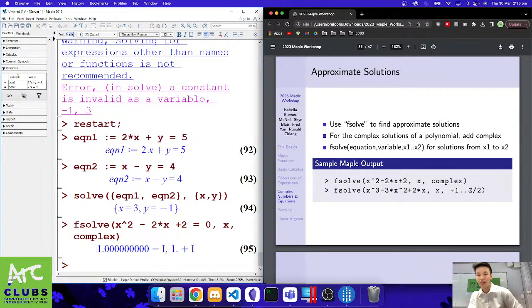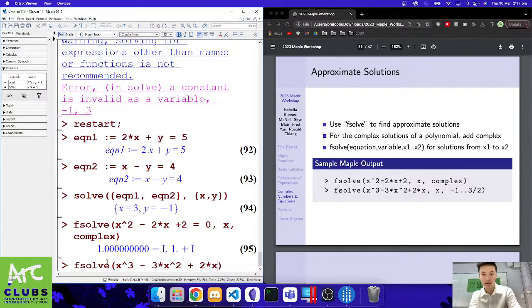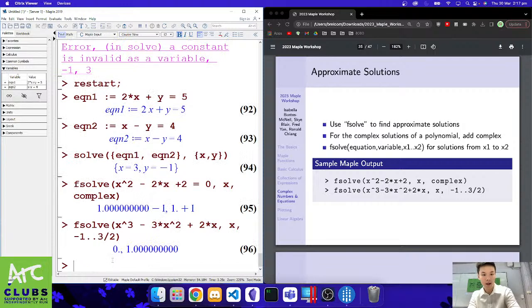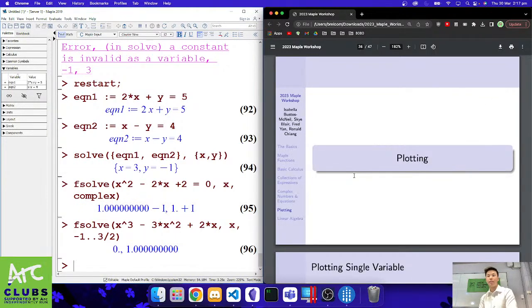And we can also assign it a range of solutions that we want. So say, for example, we want to solve x cubed minus 3x squared plus 2x. We're solving for x, and we want solutions ranging from -1 to 3 on 2. That's just going to generate the solutions in between the range. Yeah, and that concludes the part for complex numbers and just solving equations in general. The next part is going to be on plotting.